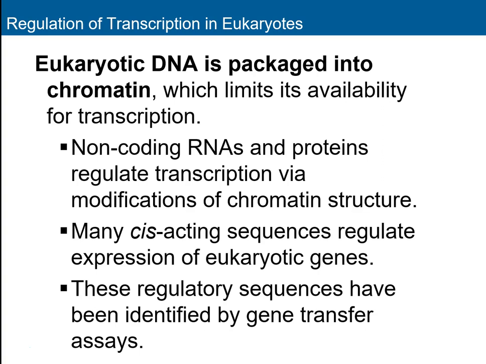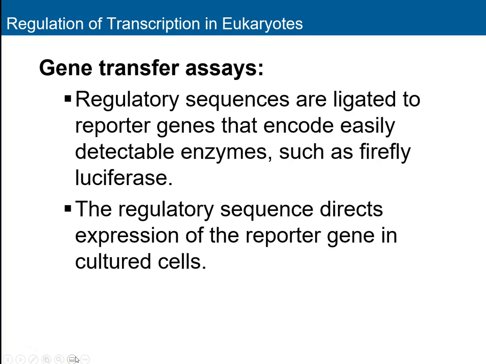There are many cis-acting sequences, meaning these are nearby the genes that you're going to transcribe, that will regulate expression. The assays that were able to identify these regulatory sequences were called gene transfer assays. I told you you don't really need to know the details of how these work, but basically you can ligate these regulatory sequences to reporter genes, meaning genes that allow you to see or detect that they've been transcribed. And then that regulatory sequence will direct the expression of that reporter gene.